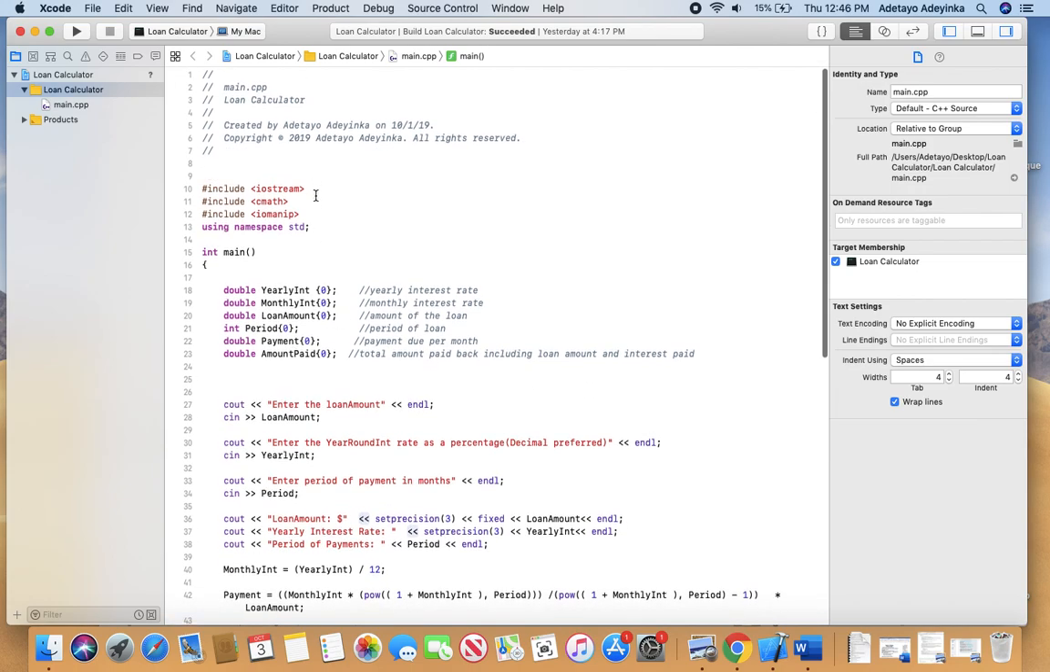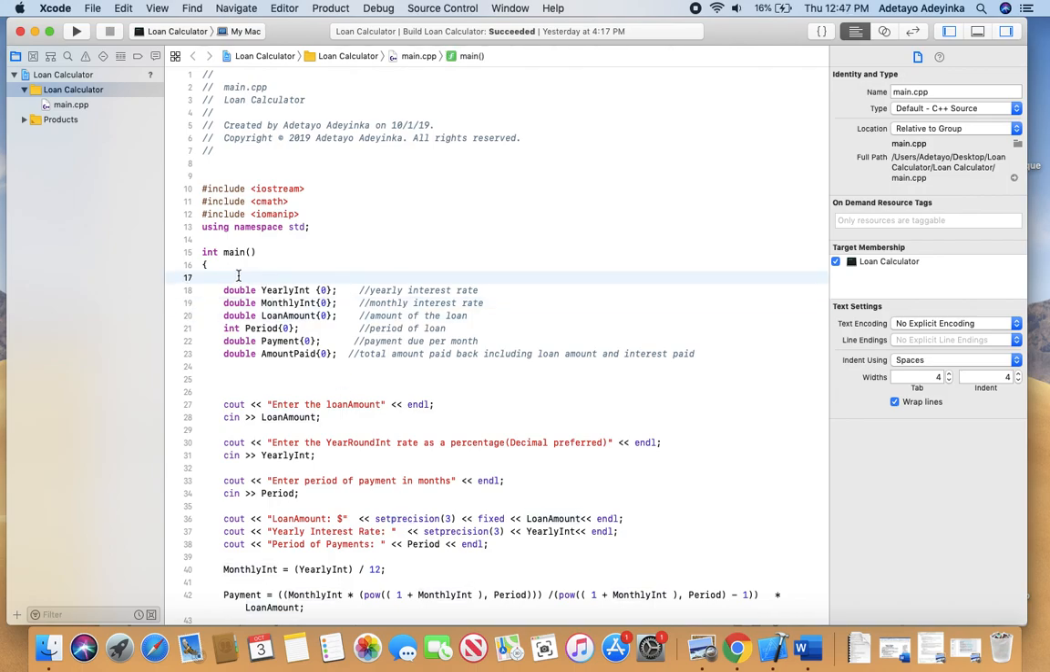So this is our program for the loan calculator, and the first thing we did, we included the iostream because it's a cin and cout. We wanted it to be user friendly and interactive because it's a loan calculator and obviously we wouldn't know the amount that the user would want. So in order for that, we used the function. We included the iostream. And the cmath is basically because it involves calculations and we use the iomanip manipulator.